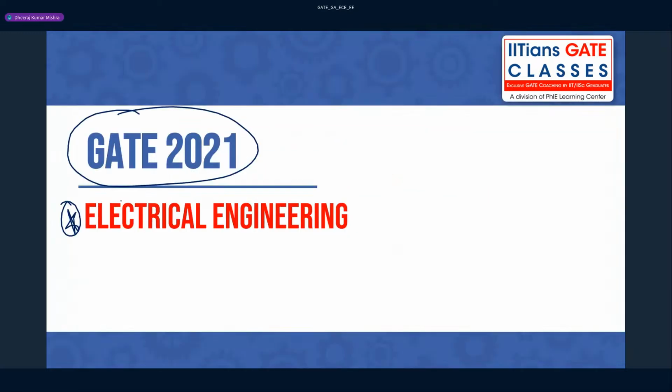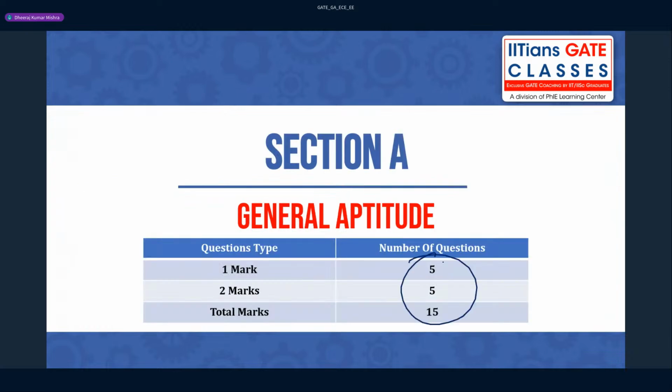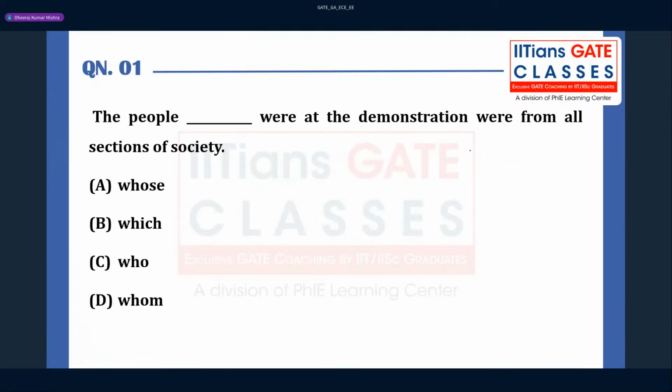Fine. So now we will be solving the electrical engineering questions. There are 10 questions again for 15 marks, and these 15 marks are the game changer of your life. If you obtain 15 marks in the first 20 minutes, then your life will become very simple in the future. So let us solve these questions.